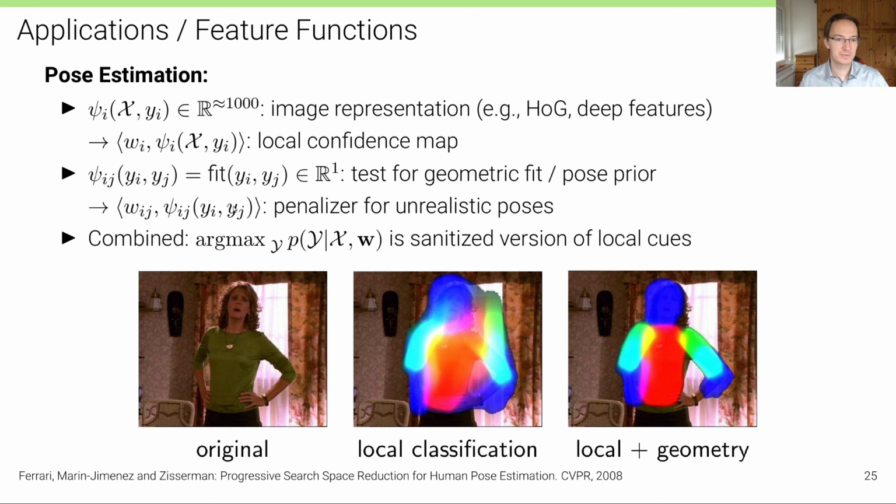If we have such a fit function that operates on neighboring sites, then we can include this into the conditional random field in order to obtain a sanitized version of the local cues. And this is shown here on the right, where a lot of this uncertainty has been removed and a plausible classification into body parts has been established.